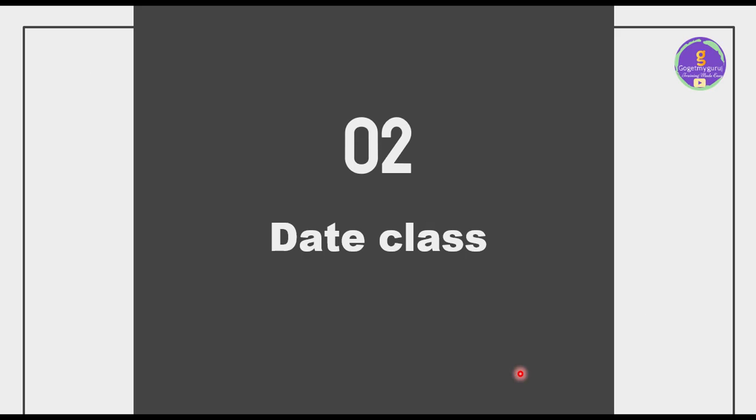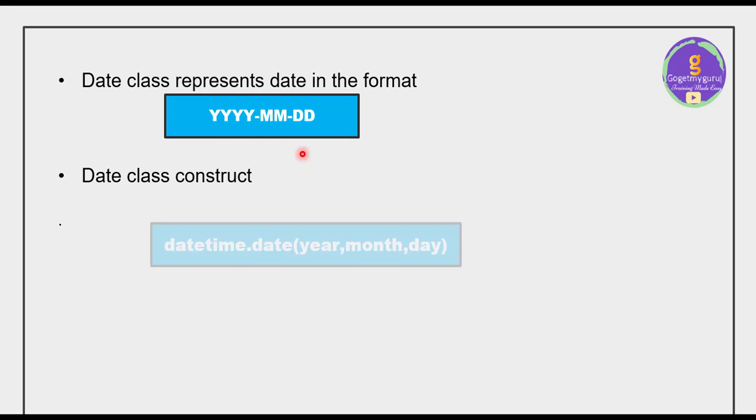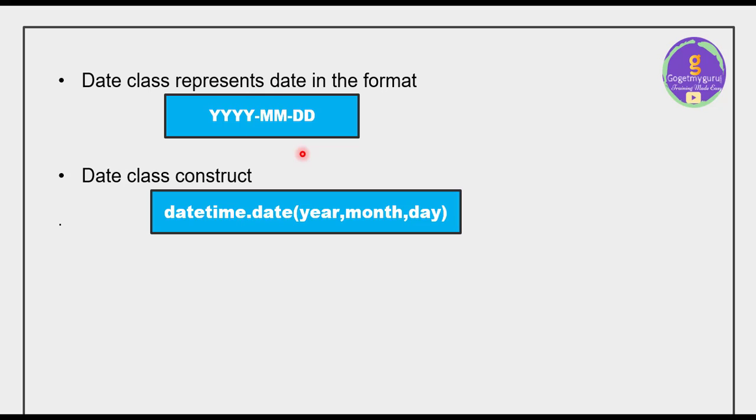First we'll discuss the date class. What is this date class? The date class represents a date. In what format does it represent the date? It represents a date in the form of year, month and day. And what is the syntax for the class constructor of this date class? The syntax is datetime.date, because we are going to import only the date class from this datetime module. We have to mention date and then year, month and day.